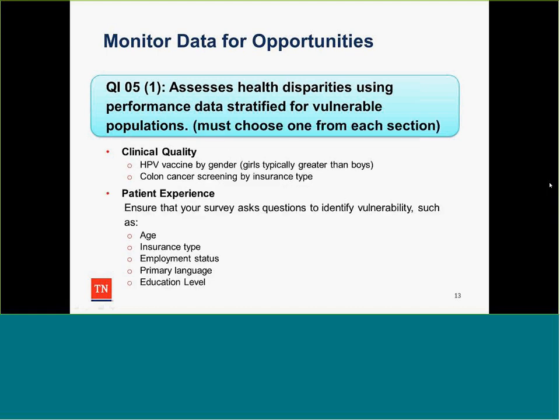And when you do find those, you have to choose from sections: quality and the patient experience. And it needs to be from what you used in QI1 through QI3. So HPV vaccine, colon cancer screening, for example. The thing with the patient experience, that goes with QI4, is that your survey maybe includes some questions about vulnerability on there, and you can see some of the examples.